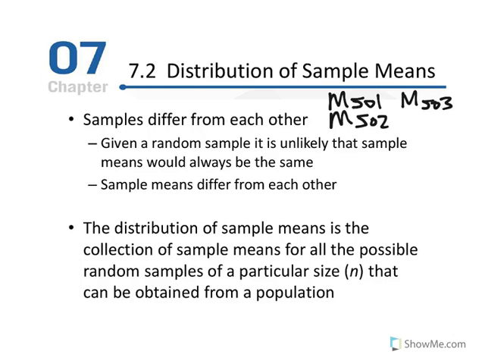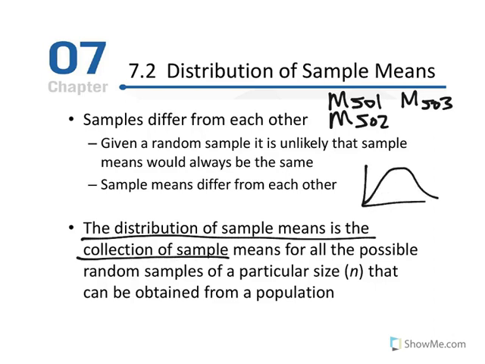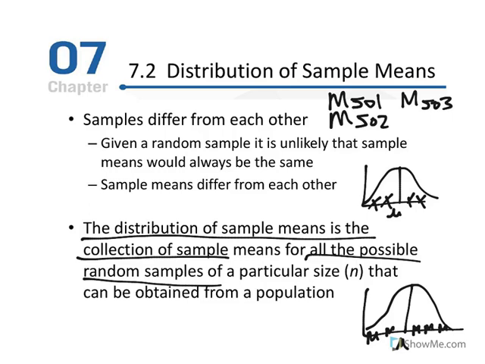So again, the distribution of sample means, right? This is what we are working with now. Instead of a distribution of x values, which we have been working with thus far and looking at the relationship of those x values to the mean or the center, we're working with a distribution of sample means. So we take sample 1, sample 2, sample 3, sample 4, sample 5, whatever number of possible samples that are available. So the distribution of sample means is a collection of sample means for all possible random samples of a particular sample size that can be obtained from a population.